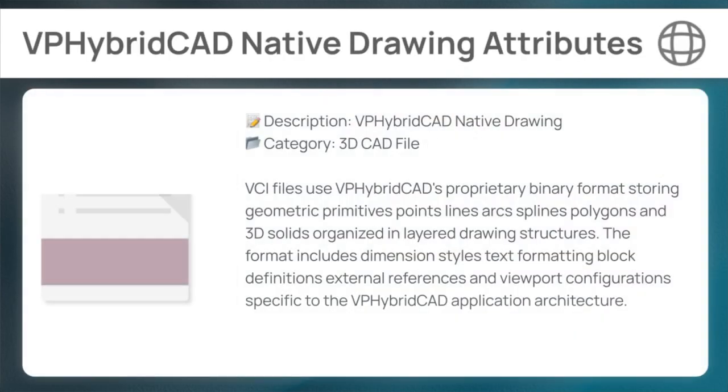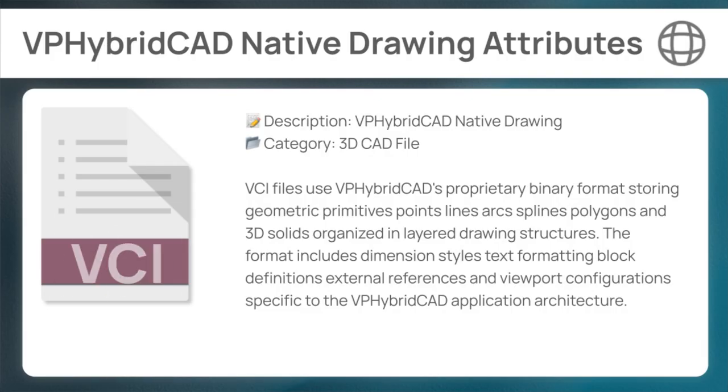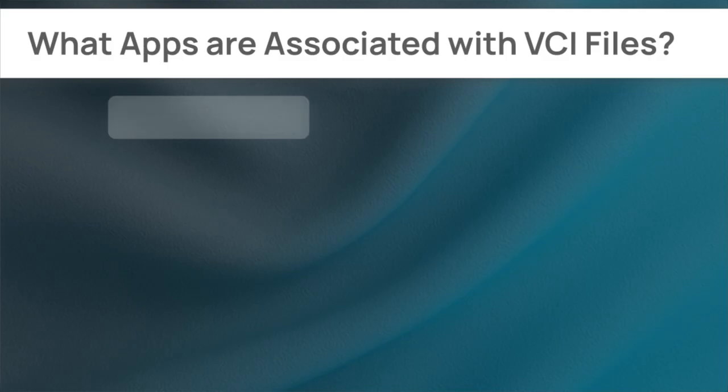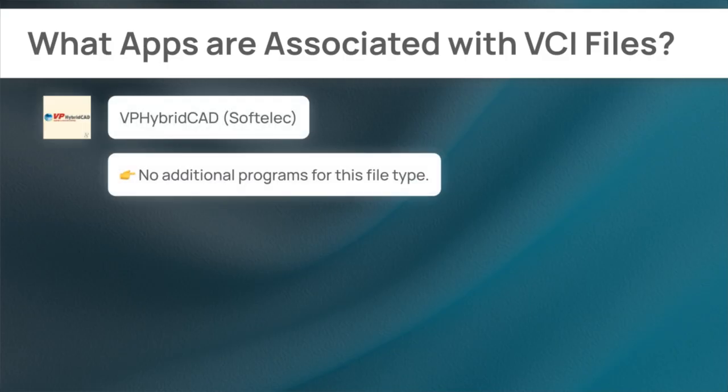VCI files use VPHybridCAD's proprietary binary format, storing geometric primitives, points, lines, arcs, splines, polygons, and 3D solids organized in layered drawing structures. The format includes dimension styles, text formatting, block definitions, external references, and viewport configurations specific to the VPHybridCAD application architecture. The source application for VCI is frequently listed as VPHybridCAD from Softelec.